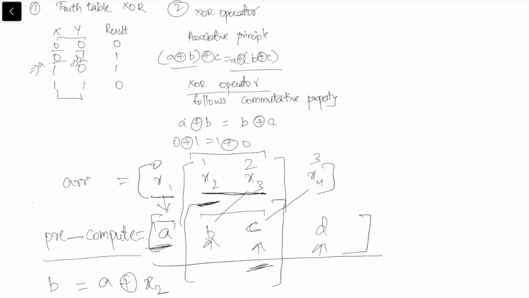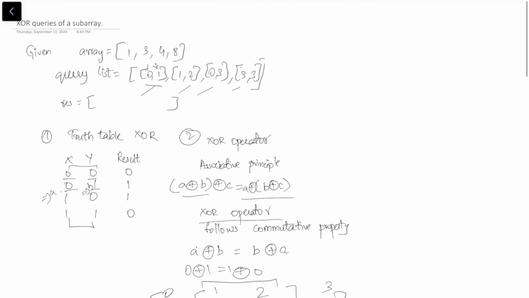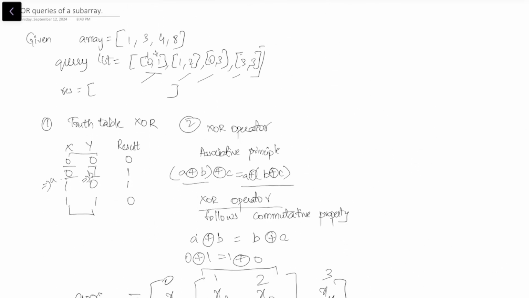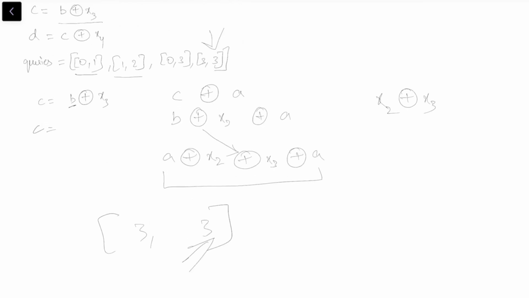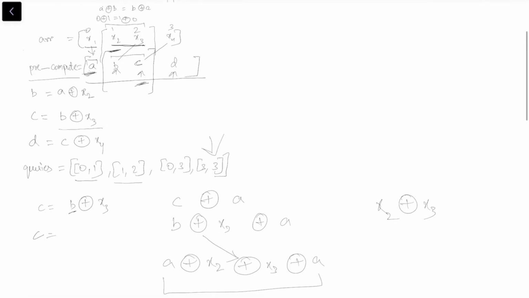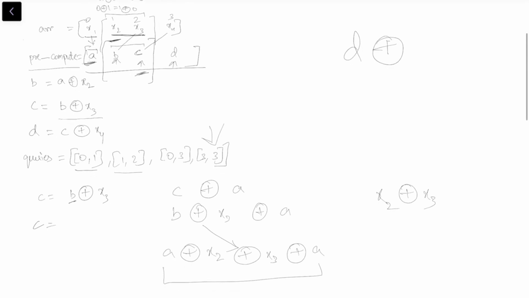Now we'll see the other query, which is 0 to 3. The case where 0 is there, we'll leave it as of now. We'll see 3 and 3. Take the XOR value of 3, which is this R value. What is it? B. And do the XOR with, if this is L and this is R, take the pre-computed value for R and do the XOR with L minus 1. The pre-computed value of L minus 1 is C.